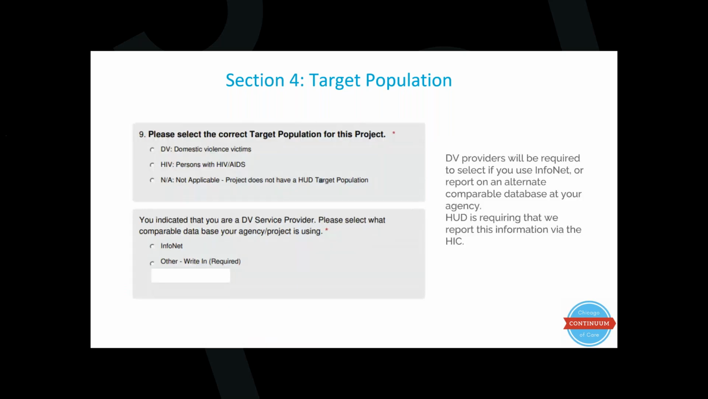Okay, so this is what the actual question looks like on the survey. Again, you'll be able to select DV if you're a DV project, HIV if you're serving HOPWA clients, and then not applicable if your project doesn't serve any special population. If you do choose DV, then it is going to populate an additional question, just asking for context on what comparable database you enter information in. In most cases, it's going to be InfoNet or iCarol. But if there's anything else, you'll select other and then write in what that comparable database is.